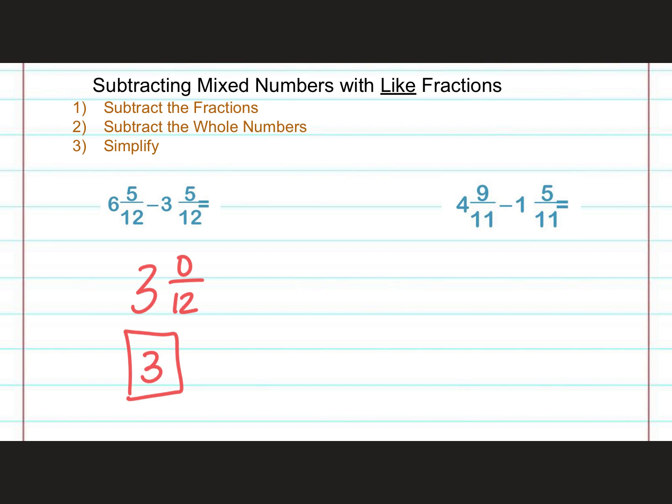Next one, 4 and 9/11 minus 1 and 5/11, common denominator, so then we can just subtract the numerators. 9 minus 5 is 4. Keep the denominator as 11. And then subtract 4 minus 1, which is 3. And then 4/11 is in simplest form, so this would be our final answer.